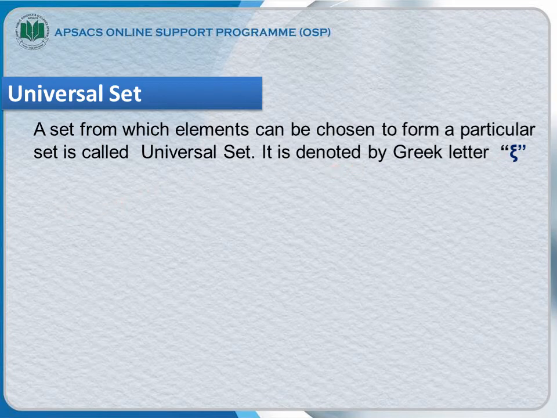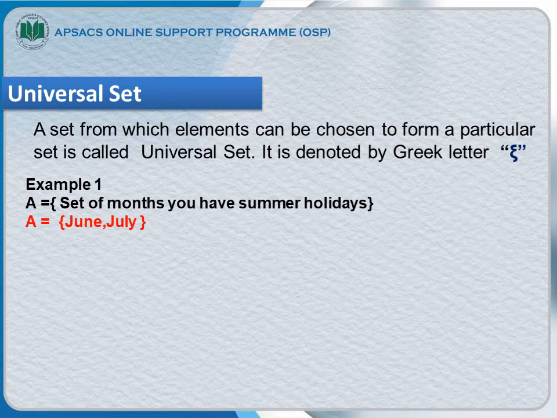Let's suppose we have a set A, the set of months when you have summer holidays. Set A could be June, July. In 2 months we have summer holidays. Now the universal set is denoted by this symbol, psi.